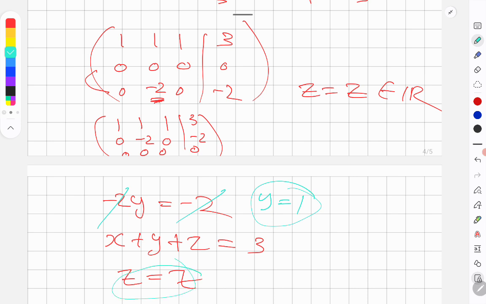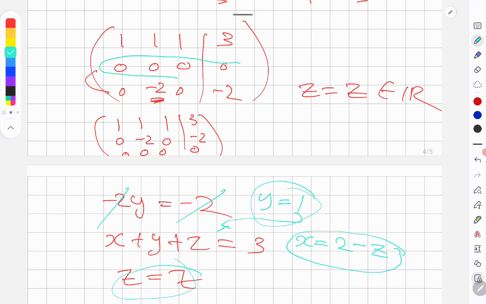Okay, z equals z, so I can put y equals 1 here. I will get x equals to, okay, now I get it, minus z. Here we have 0 for the value of z. Where? Over here, the third row. No. Z is coming from here. The second row.